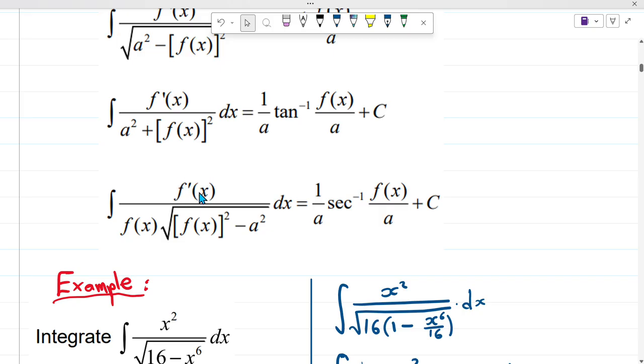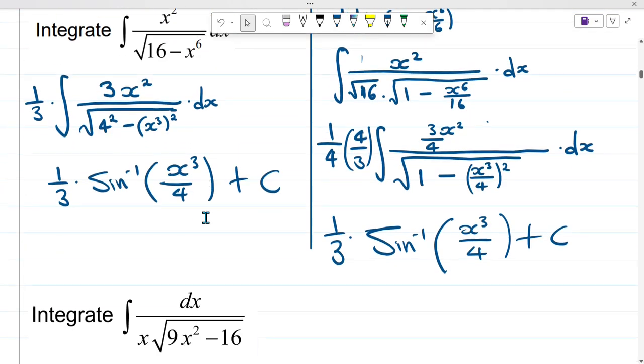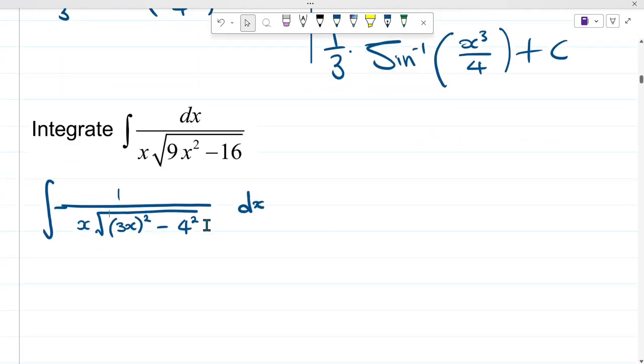That makes sense, right? Then we can conclude that this is equivalent to 1 over a sec inverse of f of x over a plus c. You understand? So before we conclude, we need to make sure that whatever is squared here is the same as the thing that is here, and on our numerator we should have the derivative of whatever is squared here. Makes sense, right? You have seen the formula, I don't have to rewrite it.